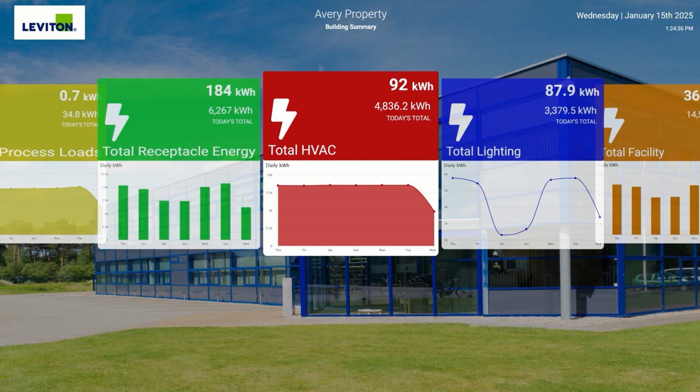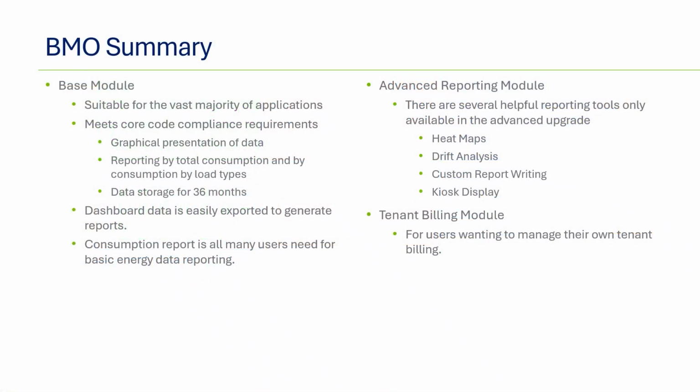In summary, the base module BMO software is sufficient for the majority of applications. It meets the core code compliance requirements for graphical presentation and reporting by load type, and it meets the 36-month data storage requirement. By creating dashboard metrics with the core reporting data, the export feature can be used to easily generate reports. The pre-configured consumption report may be the only report many users need.